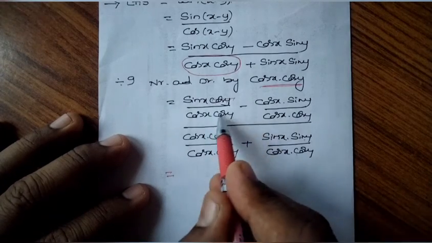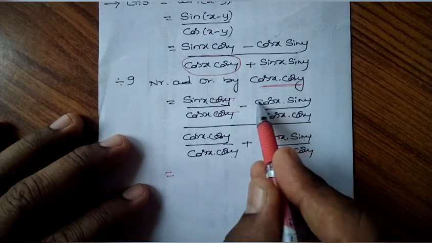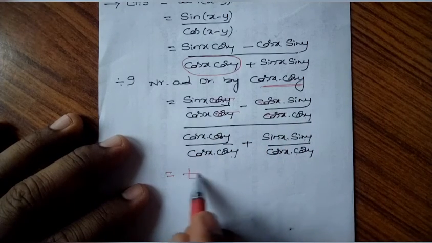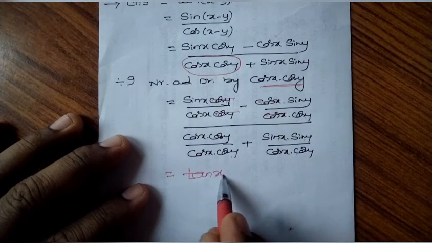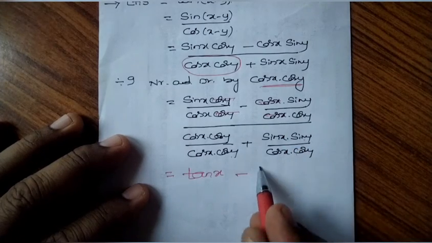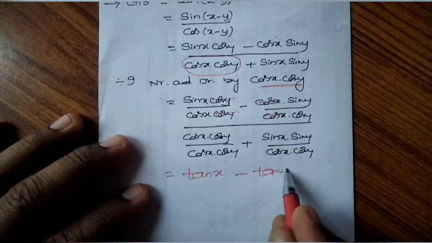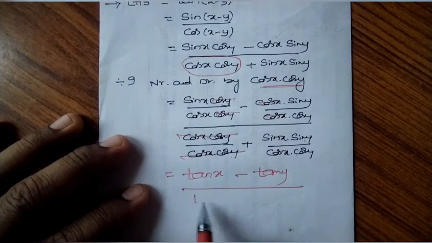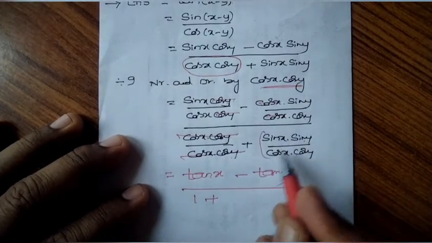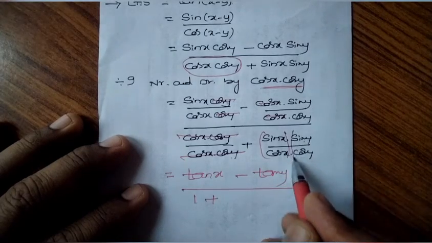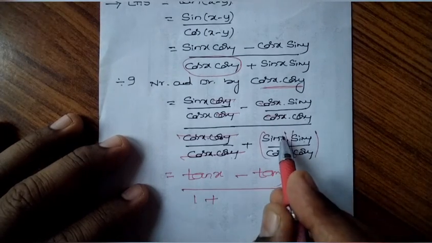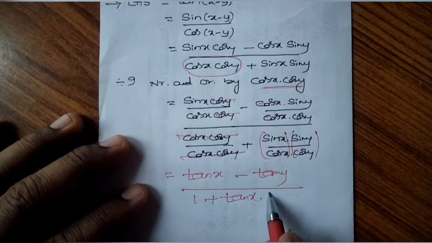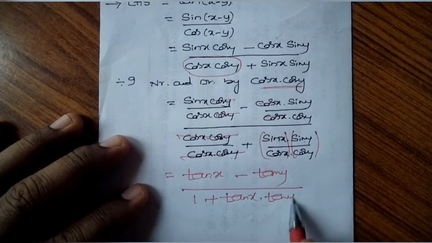Here cos y gets cancelled, and here cos x gets cancelled. Sin x by cos x is tan x, minus sin y by cos y, that is equal to tan y. The whole divided by cos x gets cancelled. 1 plus, here sin by cos is tan. Yes or no? Sin x by cos x gives tan x. Sin y by cos y gives tan y.